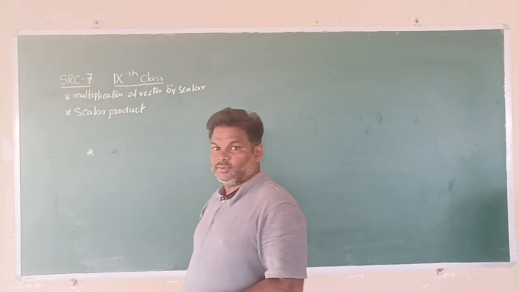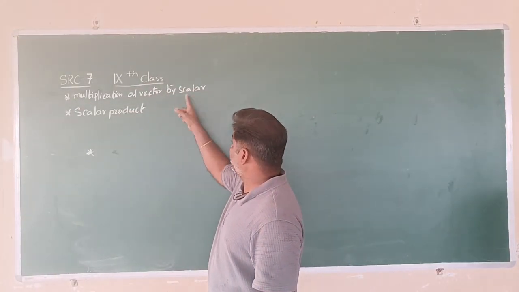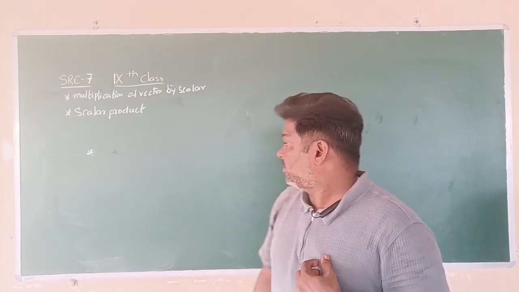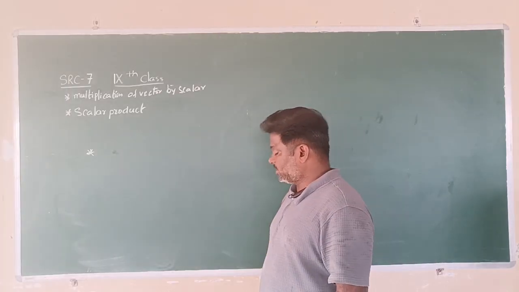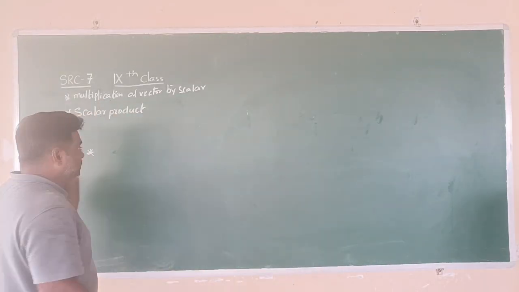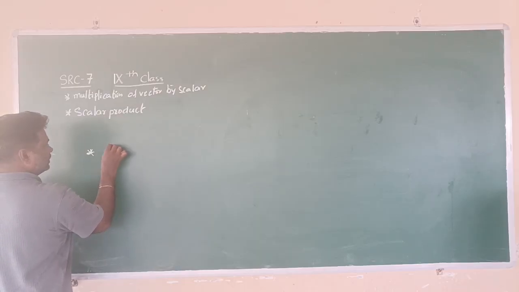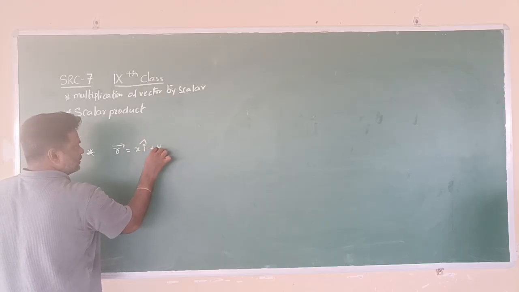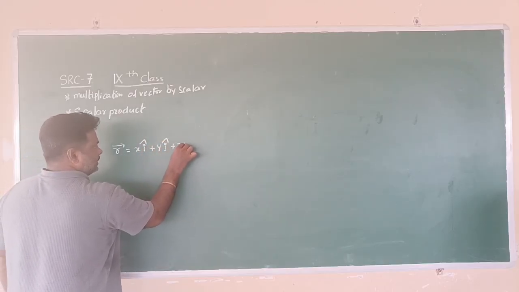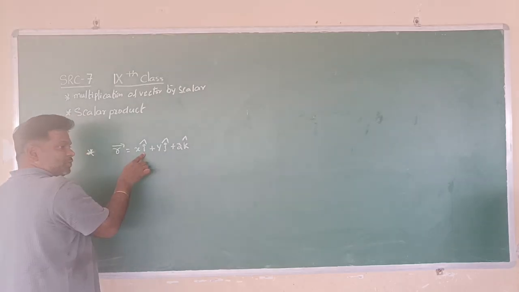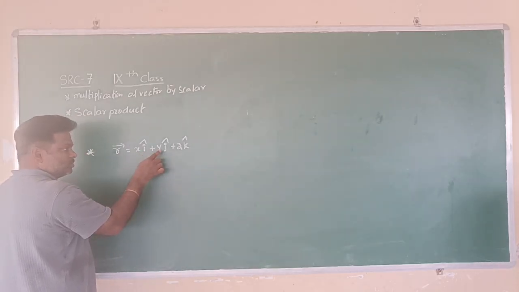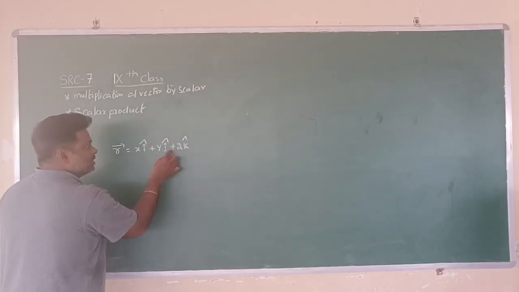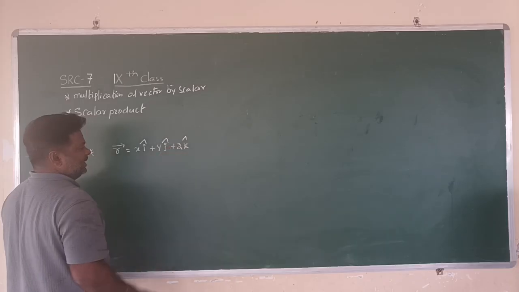My children, in today's class we are going to discuss multiplication of a vector by a scalar and the scalar product. You all know this r bar is a position vector. r bar is equal to x i cap plus y j cap plus z k cap, where i cap is a unit vector along the x-axis, j cap is a unit vector along the y-axis, and k cap is a unit vector along the z-axis.